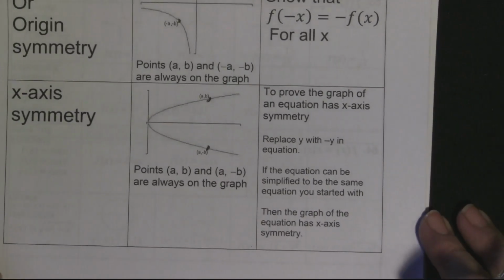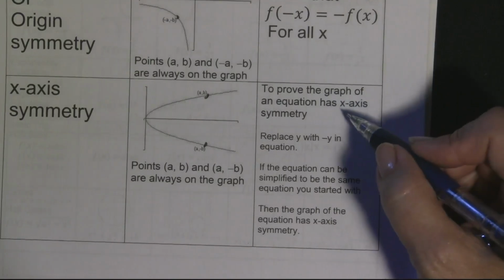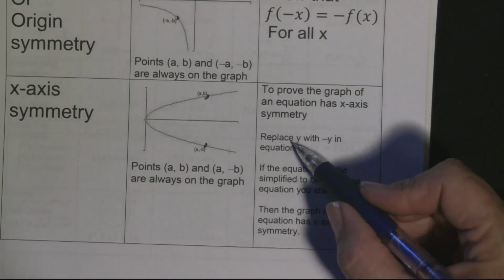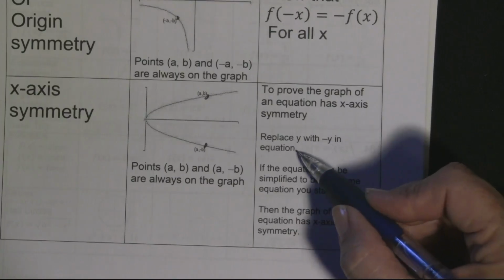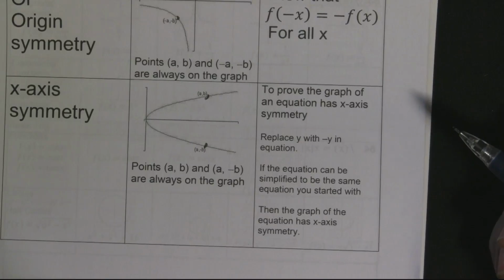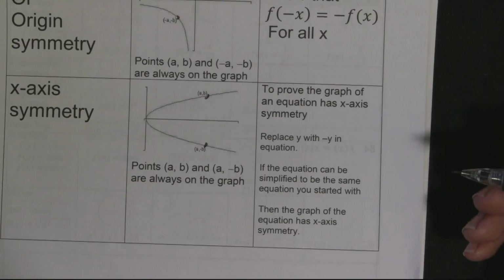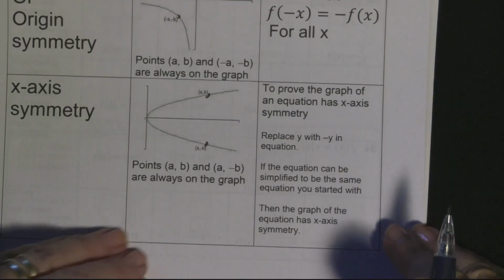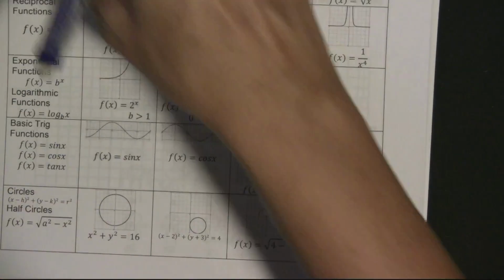To prove that a graph of an equation has x-axis symmetry, you replace y with negative y in the equation. If the equation can be simplified to the same equation that you started with, then the graph of the equation has x-axis symmetry. Okay, so we're going to give a try to these three, and then that's it.